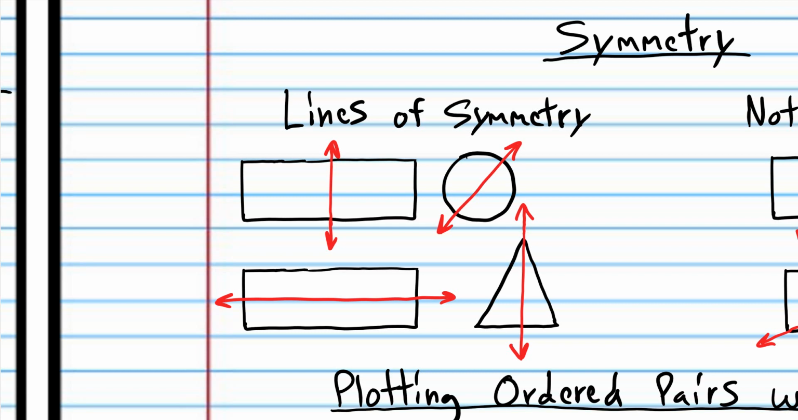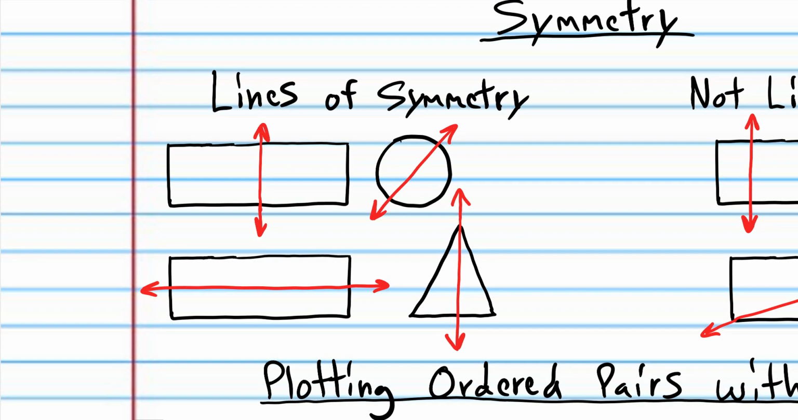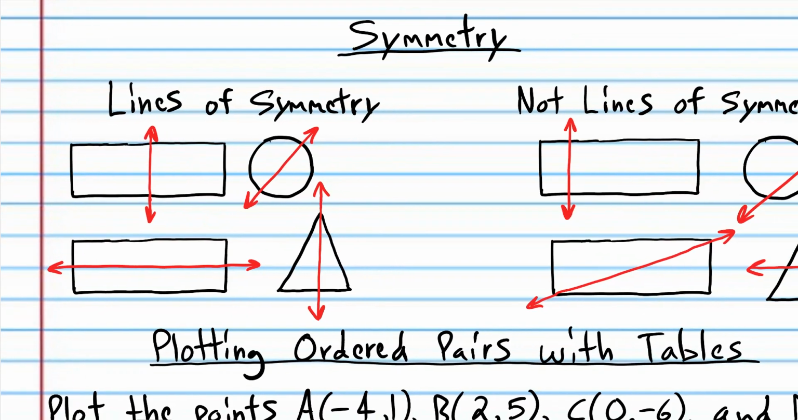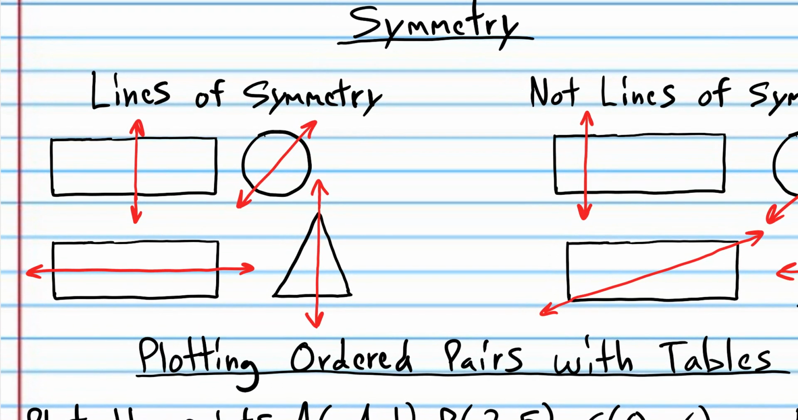Now, you can also draw a horizontal line through that same rectangle, and you have symmetry in relation to the top and the bottom. And this is a line of symmetry because this half of the circle is the same size and shape as this half. And this is a line of symmetry because this half of the triangle is the same as this half, but it's a mirror image. So you can think of lines of symmetry as mirrors.